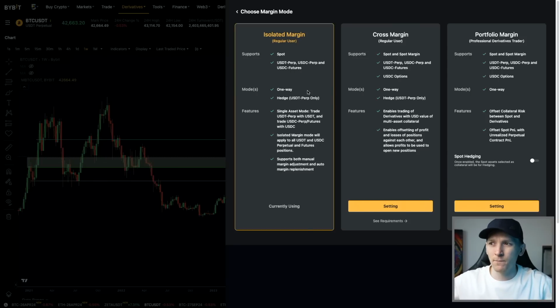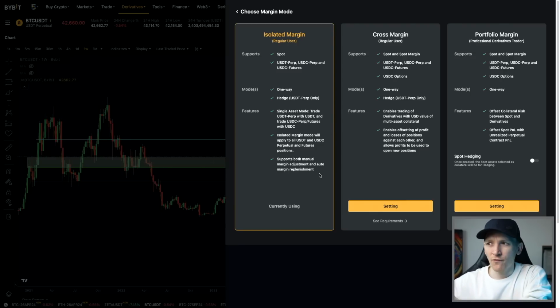So as you can see, this supports USDT perps, right? So stablecoin perps, which is the crypto versus the stablecoin, that trading pair. And you can use these different modes, which we'll get onto in a second. And you can see here, isolated margin will apply to all USDT and USDC perpetual futures. This is what most people use. It's very simple.